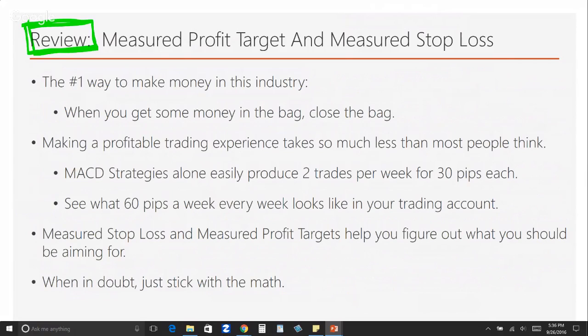Making a profitable trading experience takes so much less than most people think. MACD strategies alone can easily produce 2 trades per week for 30 pips each. And it would be great to see what 30 pips a week every week looks like in your trading account. Measured stop loss and measured profit targets can help you figure out what you should be aiming for. And when in doubt, just stick with the math. I like to say, just the math, ma'am.